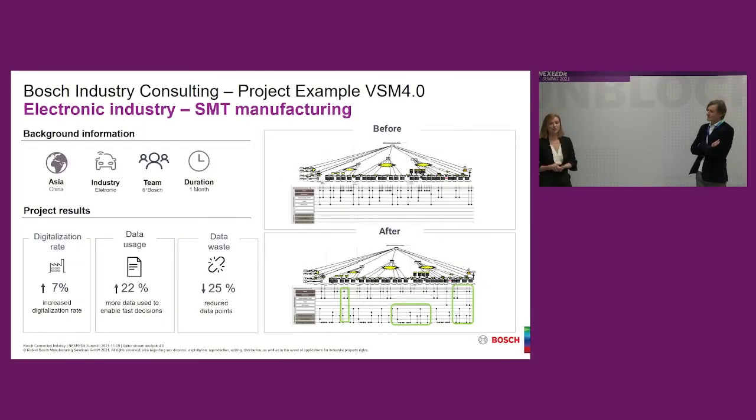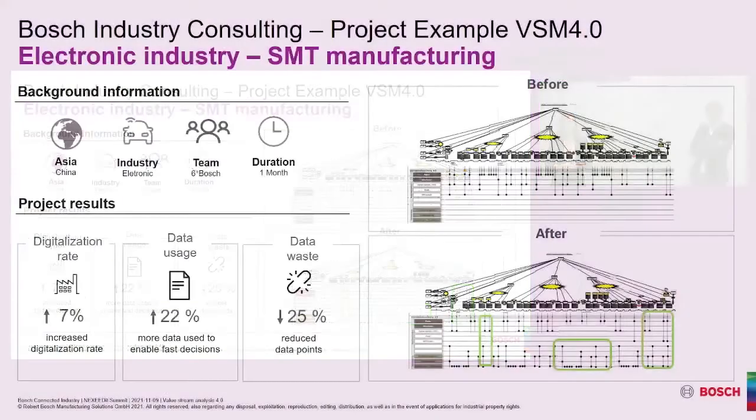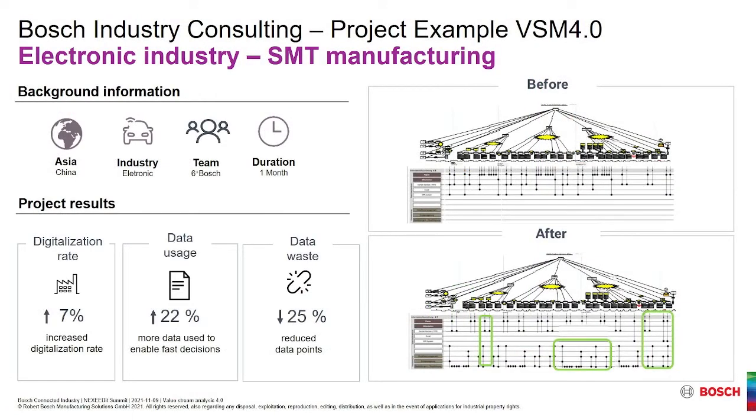So coming from a project in earlier times before the pandemic, 6 Bosch employees analyzed an SMT manufacturing line, what you can see here in the images before and after to the right. What is very significant here, as you can see in the green boxes, we could increase data usage for quality management, which is the last line. You see here more data points because we could increase data usage here.